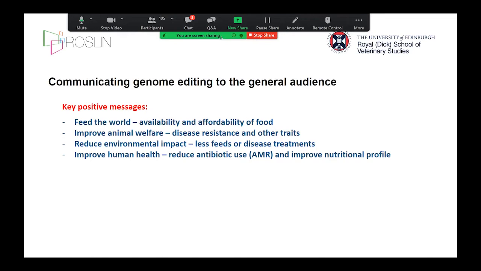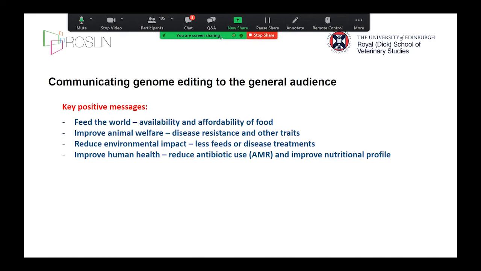It can also improve animal welfare, mainly through disease resistance. Disease is a huge problem in aquaculture, but there are also other traits, like hornless cattle. It can also reduce environmental impact, for example by making the animals more efficient in their food conversion, but also by reducing the treatments for diseases. And it can also improve human health, first through reducing antibiotic use, but I guess in the future we could also help improve the nutritional profile of our animals if we wanted to.